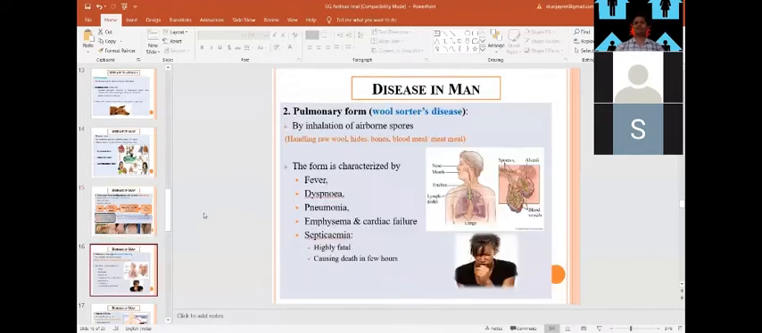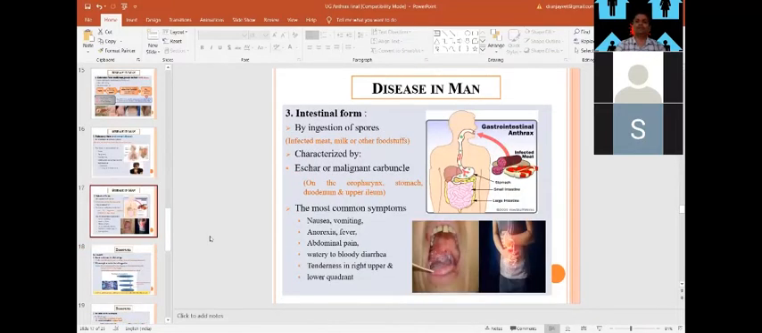Next is the pulmonary form, also known as Wool-Sorter's disease. This is mainly transmitted through inhalation of airborne spores, maybe during the handling of raw wool, hide, bone meal, blood meal, or meat meal. This form is characterized by fever, dyspnea, pneumonia, or you can say pulmonary or respiratory symptoms, emphysema; cardiac failure and septicemia may occur. It is a highly fatal disease and leads to death in a few hours in some cases.